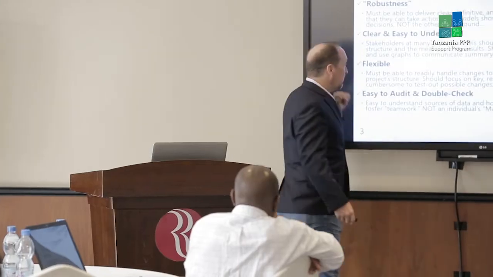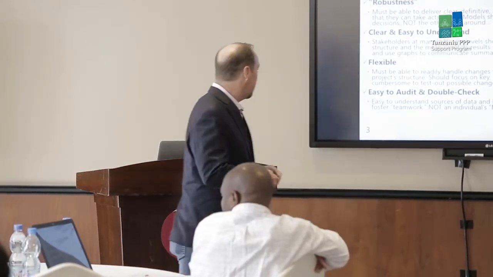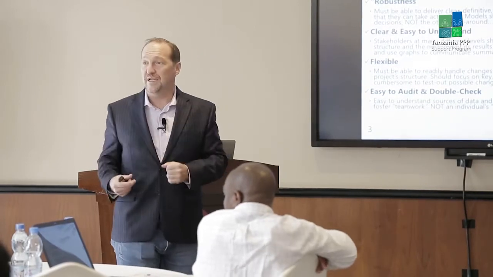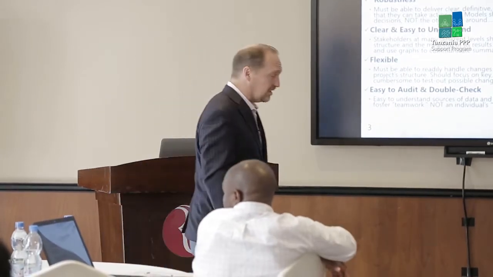They should be flexible. Must be able to readily handle changes in key input variables and assumptions about the project structure. And if it is well labeled, it should be easy to audit and double check. Everybody who does models is human. As humans, we make mistakes. I've had people point out mistakes in my own models. Have we encountered any potential mistakes in other people's models? Maybe?